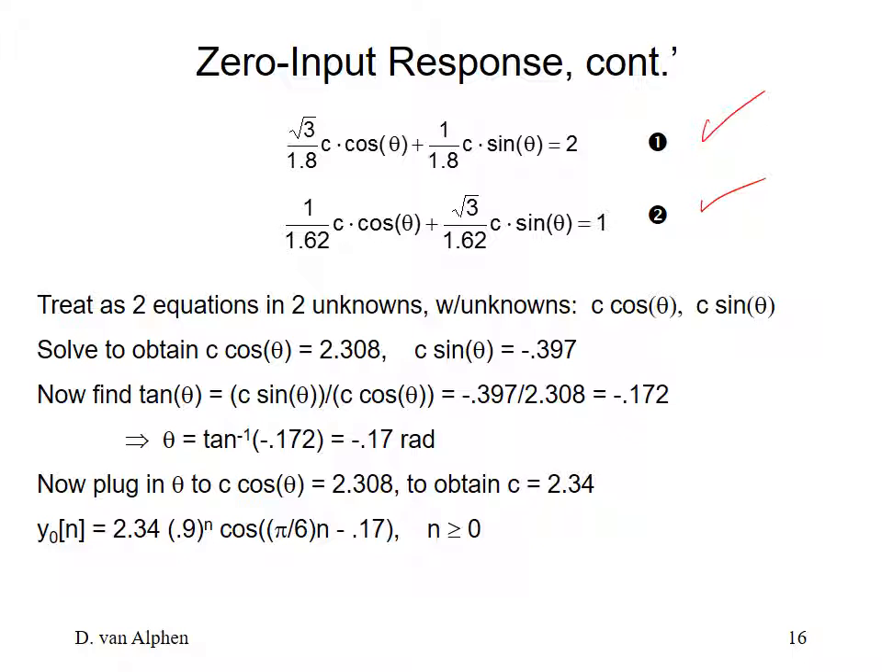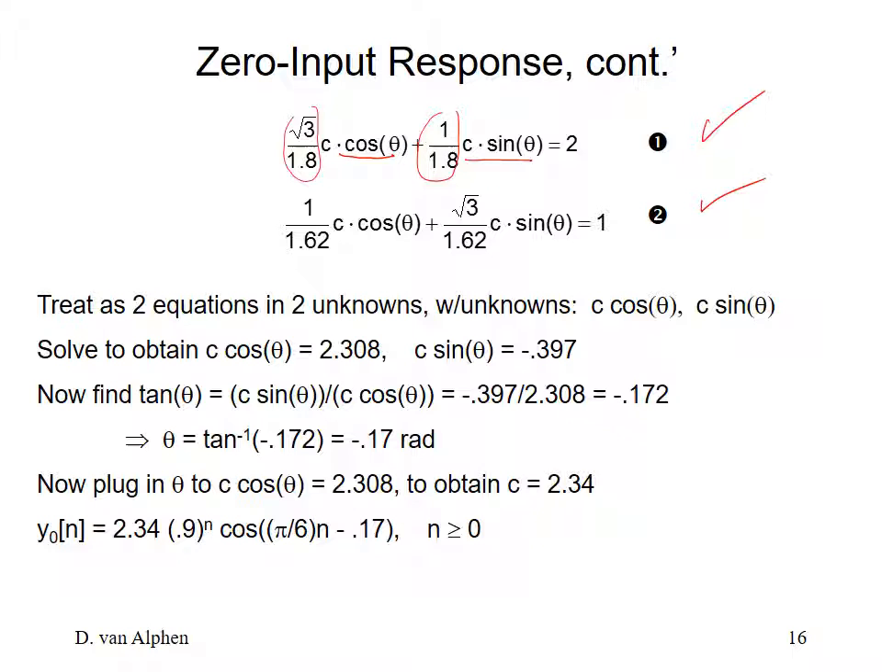Okay, so I just repeated the equations, and actually I rewrote the form a little bit, so it's not exactly true that they're literally the same. I did a little bit of the arithmetic, which you'll be able to follow pretty easily. But the point is, what I have here is some number times c cosine theta plus some number times c sine theta equals 2.